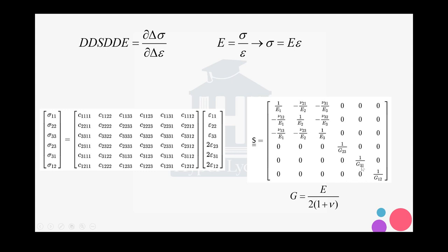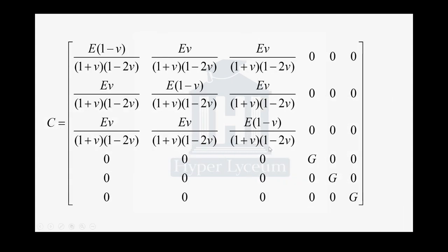As we explained, we want to find this one because this is for our DDSDDE. We need to get the inverse of this matrix. If we do that, we get this one. This is the matrix that we need to assign for our DDSDDE. I would like to mention that DDSDDE can be different from this, depending on the approach that we use, but it is the most common value that we can assign. So we can assign our material properties to our DDSDDE matrix.